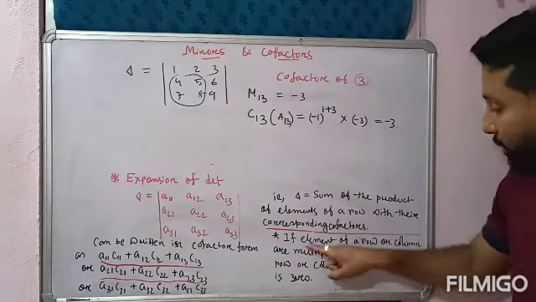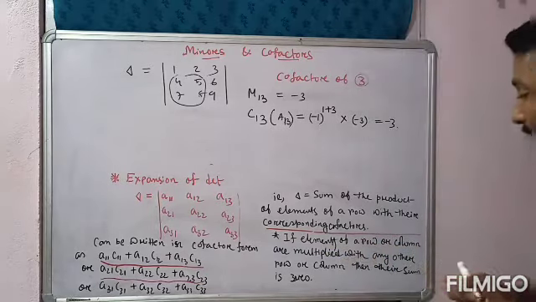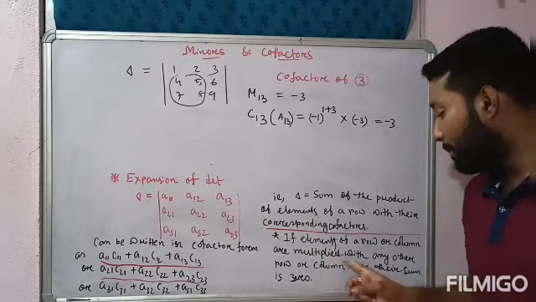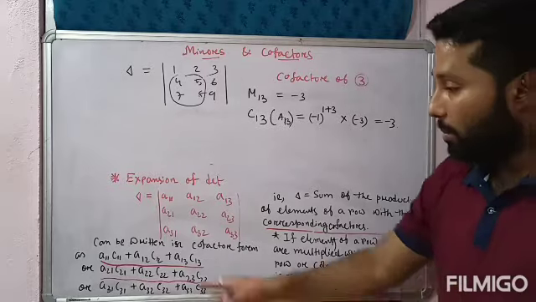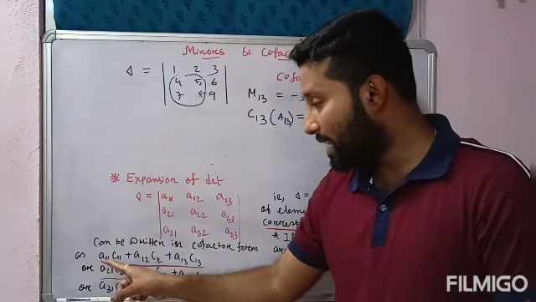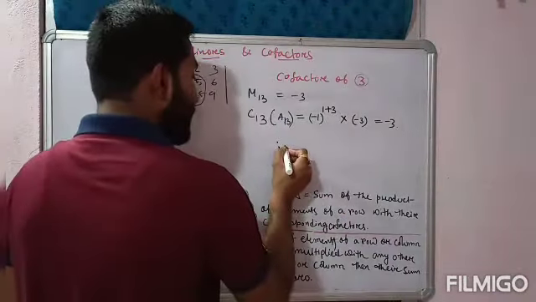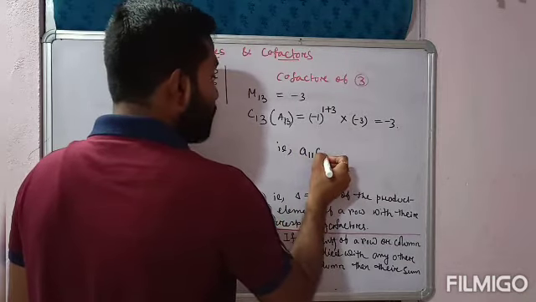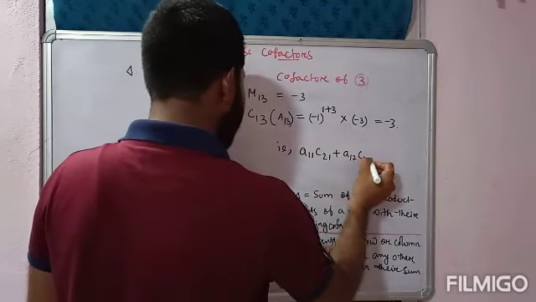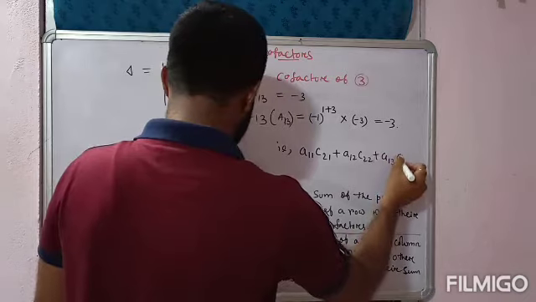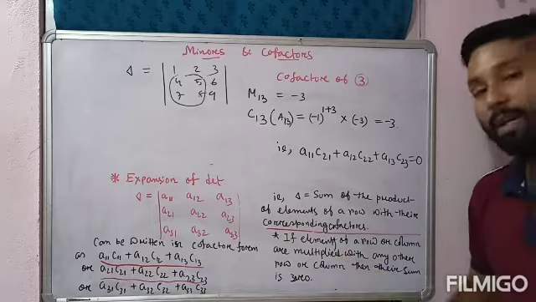What is it? If elements of a row or column are multiplied with the cofactors of any other row or column, then their sum is always 0. That means if A11 is multiplied with C21, plus, let me write it here, that is A11 into C21 plus A12 into C22 plus A13 into C23, this is always equal to 0. The meaning of the last statement is this.